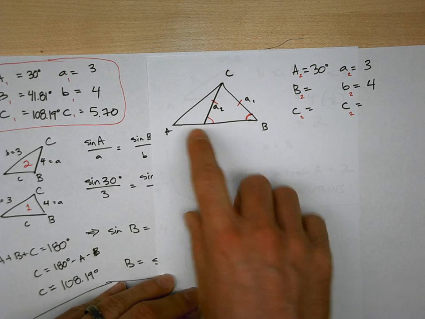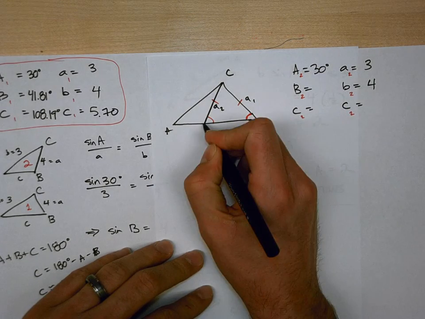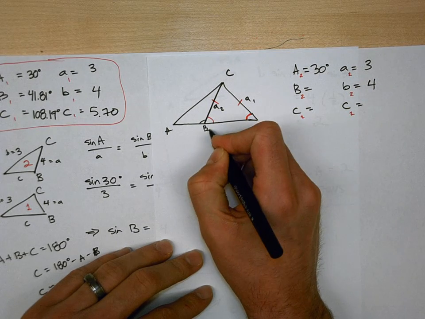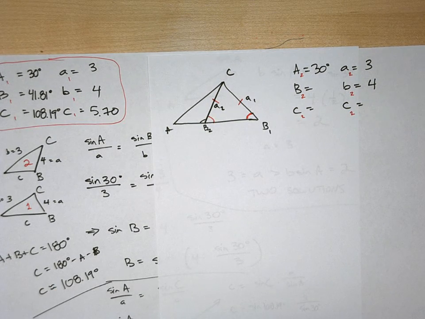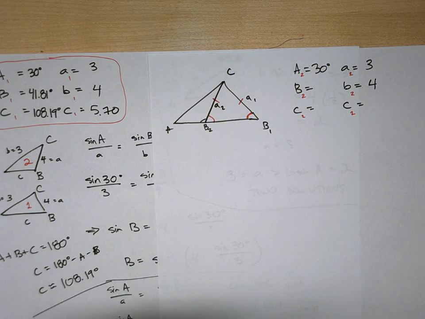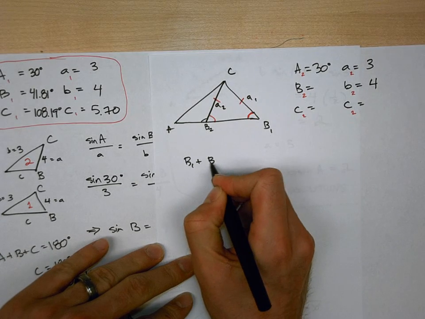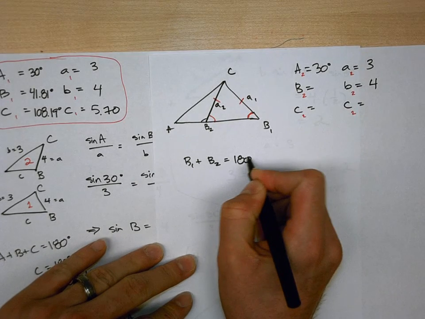And this guy over here, we can call this guy B1. I can call this angle right here B2. B2 plus this thing equivalent to B1 is going to be supplementary. They're supplementary, so it's going to be 180 degrees. So B1 plus B2 is 180 degrees.